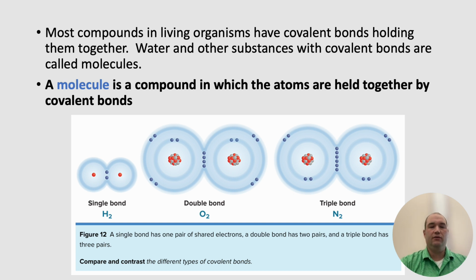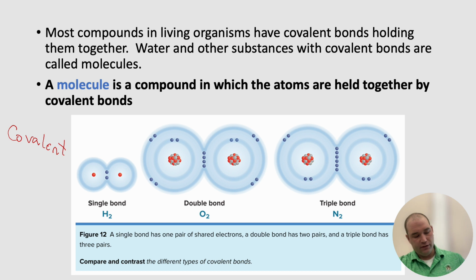And water and other substances with covalent bonds are called molecules. Molecules is the fancy word for a compound in which the atoms are held together by a covalent bond. So all molecules are compounds, but not all compounds are molecules. Now, molecules are held together by covalent bonds of three different types: single, double, and triple bonds.